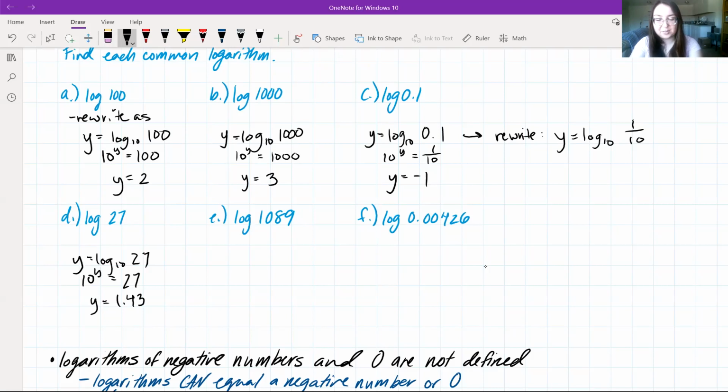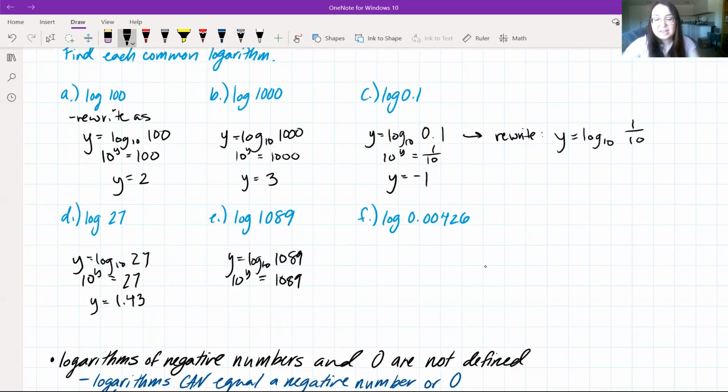All right, so part E here, we have log of 1089. So we know we can rewrite this. We get y is equal to log base 10 of 1089. And so we know that 10 to the y power is going to give us 1089. And in this case, we see it's greater than 1,000, but less than 10,000, which would be 10 to the third power and 10 to the fourth power. So we know it's going to land somewhere between 3 and 4.